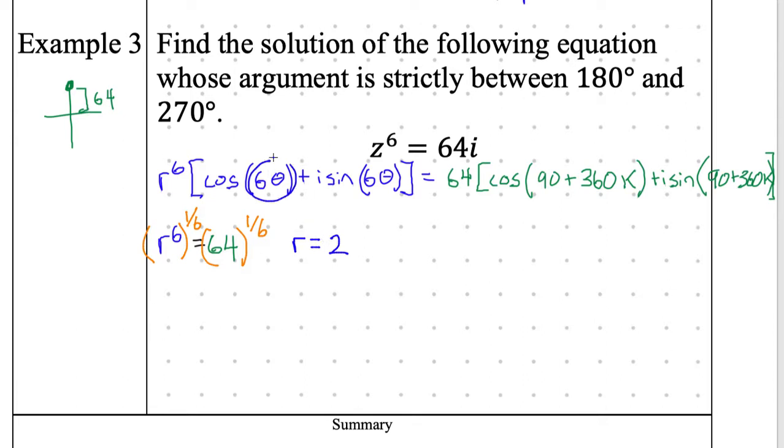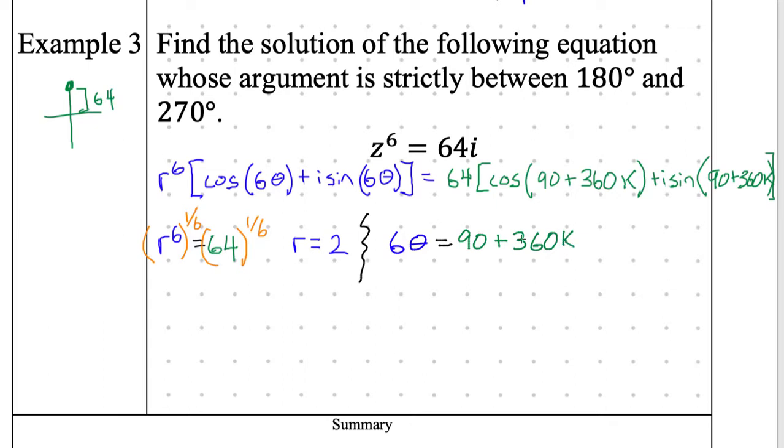So this 6 theta, let me do it in black. This 6 theta and this 90 plus 360k, set those equal to each other because those are the two that match up. I'll do it over here on the right hand side to save some room. We have 6 theta is going to be equal to 90 plus 360 times k.